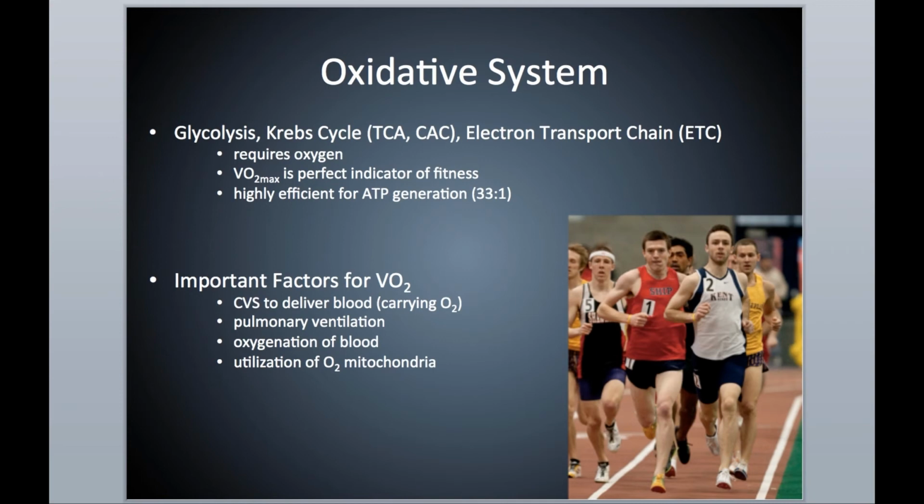All right, so let's move on to the oxidative system, also known as the aerobic system. All right, this is going to involve some pathways here. Glycolysis, we've already seen glycolysis. We also have the Krebs cycle. This is also known as a couple different things. TCA stands for tricarboxylic acid cycle, and CAC stands for citric acid cycle. Excuse me.